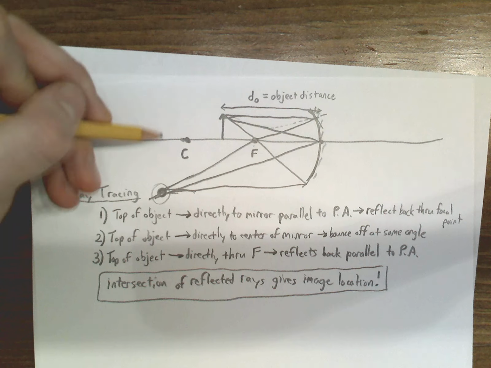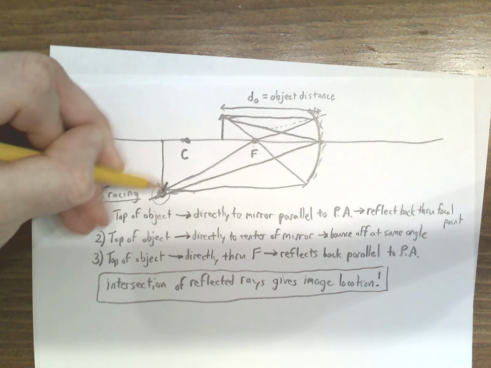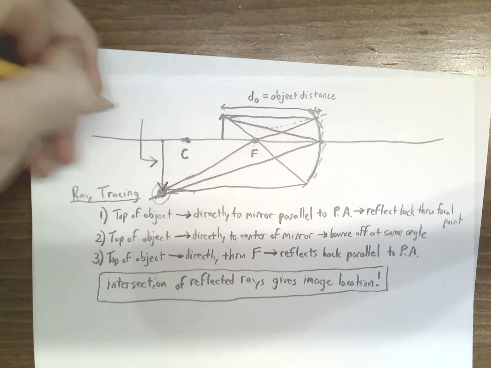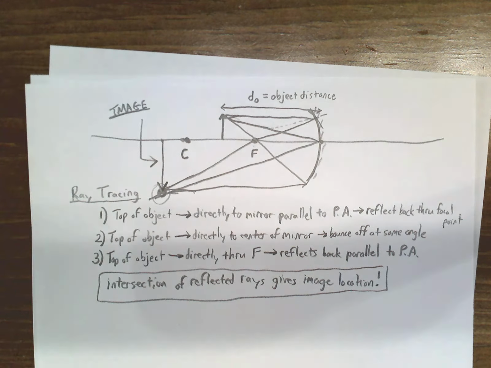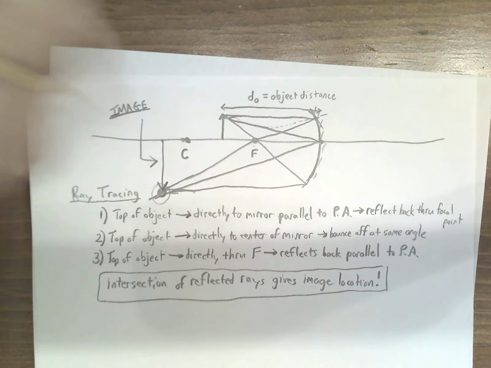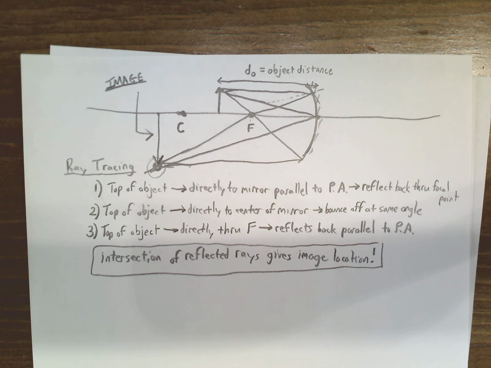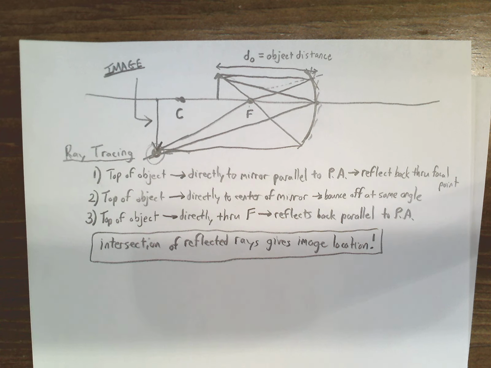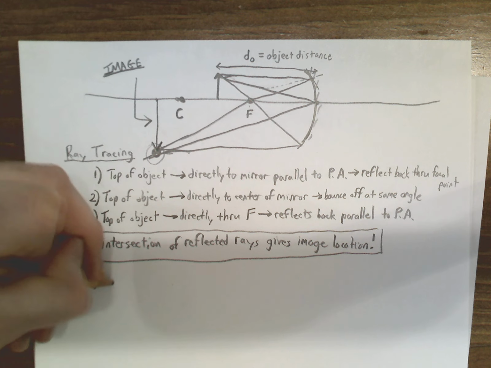So we can now represent our image by drawing an arrow from the principal axis that points down to that intersection. So this here is our image. We found it. It's there. From this little sketch, this gives us a lot of predictive power for what the properties of our image should look like. So let's go through the image properties that we want to find.